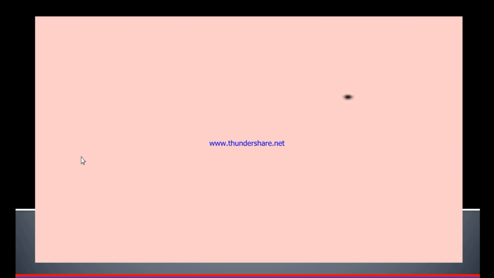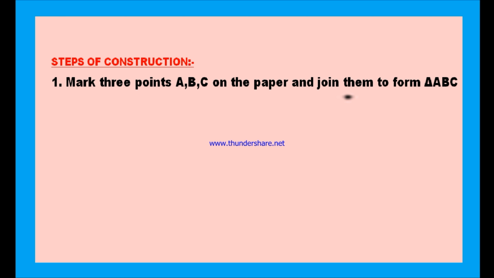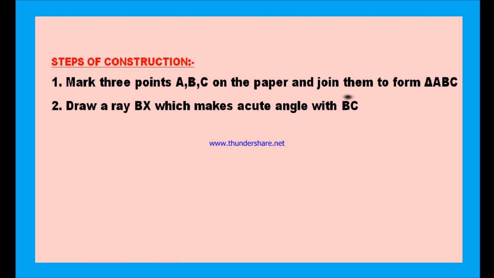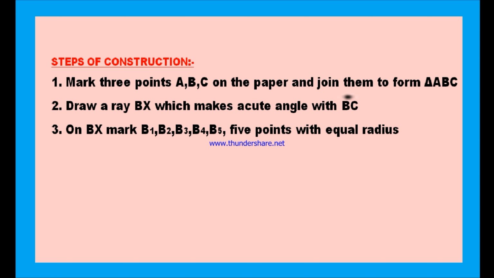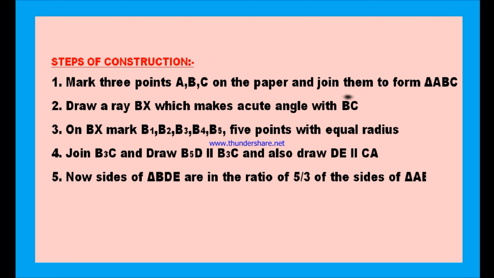Now let us write the steps of construction. Here is the first step. Mark 3 points A, B, C on the paper and join them to form triangle ABC. Draw a ray BX which makes an acute angle with BC. On BX, mark 5 points B1, B2, B3, B4 and B5 with equal radii. Join B3C and draw B5D parallel to B3C, and also draw DE parallel to CA. Now the sides of the triangle BDE are in the ratio of 5/3 of the sides of the triangle ABC.